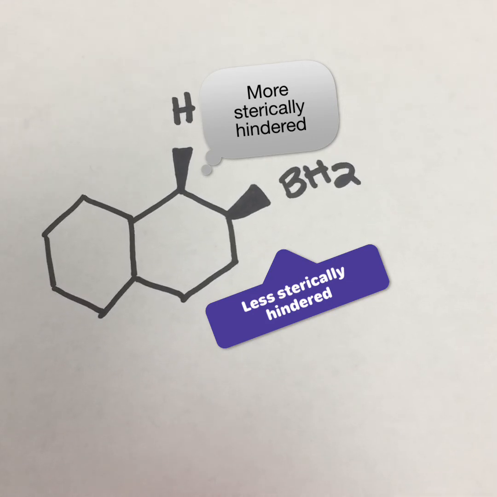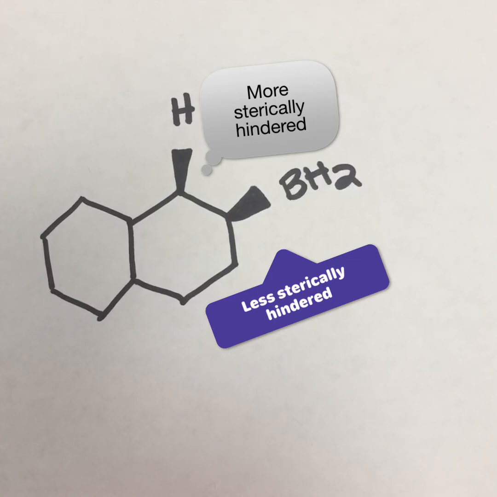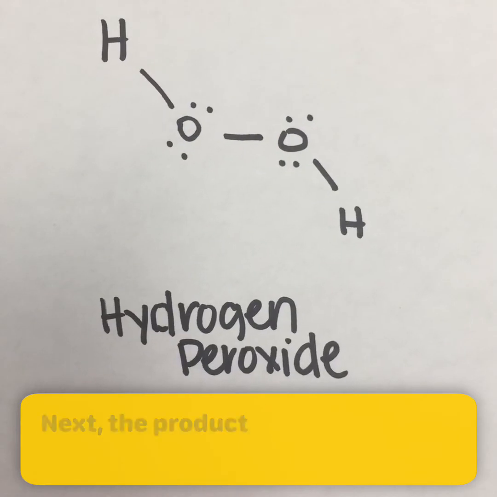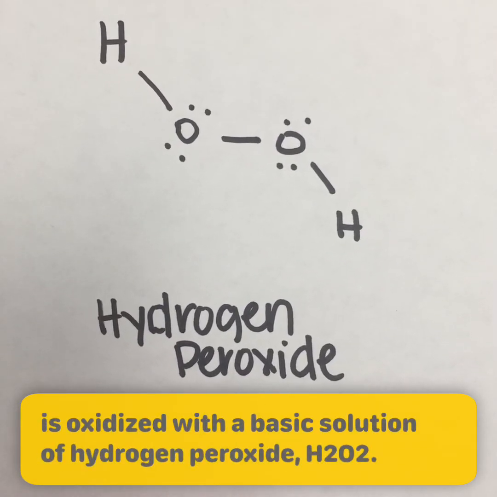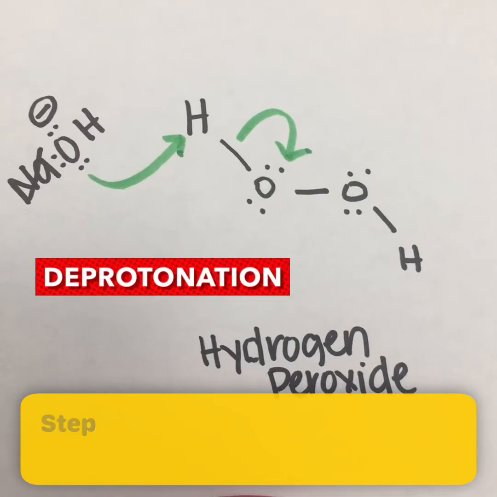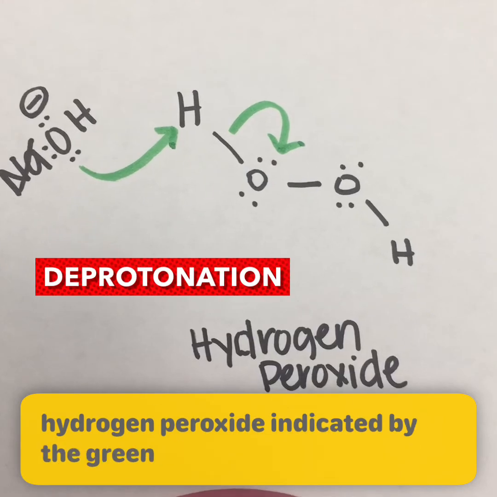Overall, 2 bonds are broken and 2 bonds are formed in a concerted fashion, that is, without the formation of intermediates. Next, the product is oxidized with a basic solution of hydrogen peroxide, H2O2. Step 1 is the deprotonation of hydrogen peroxide, indicated by the green arrows.